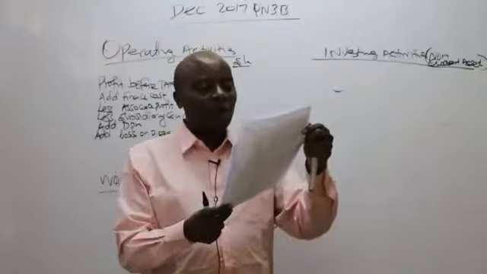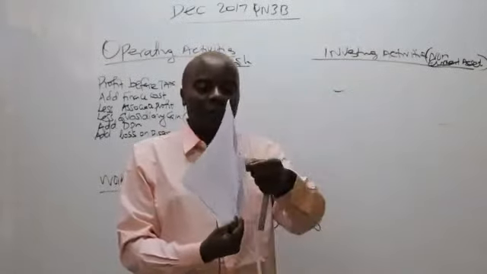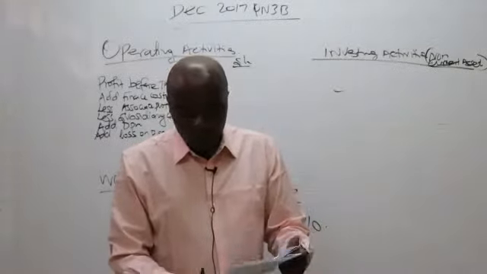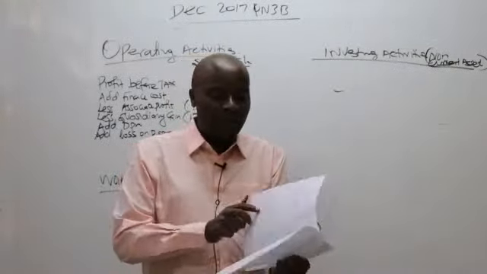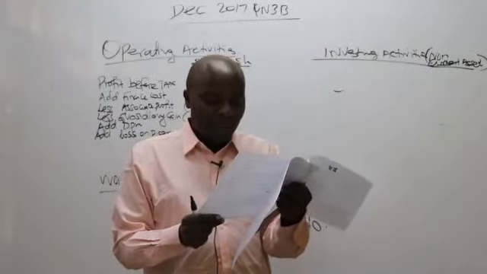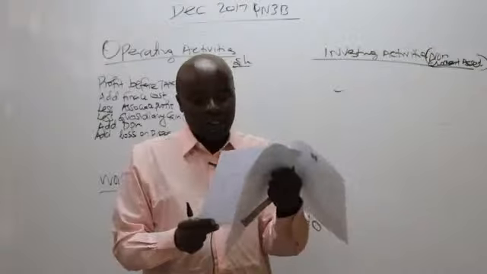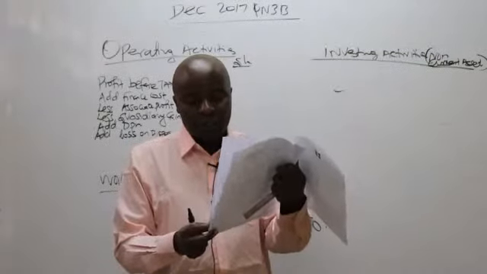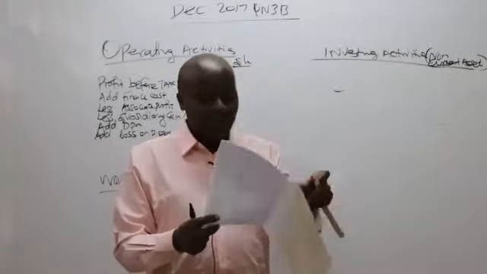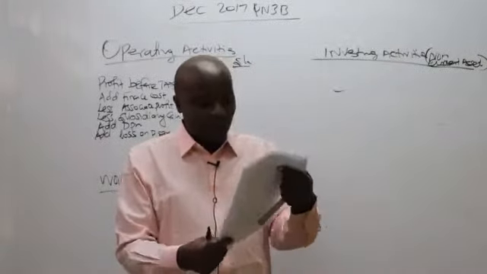Hata unaweza ukaanza na note hapa. Tuanza na note number 1. What are they telling us in note number 1? Wanasema, during the year ended 31st October 2017, depreciation of shillings 240 million was charged in relation to property, plant and equipment. Haya, hiyo najua nitaitumia mahali, lakini tuende kwa number 2 kwanza.